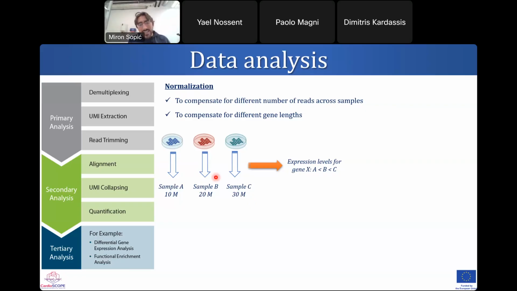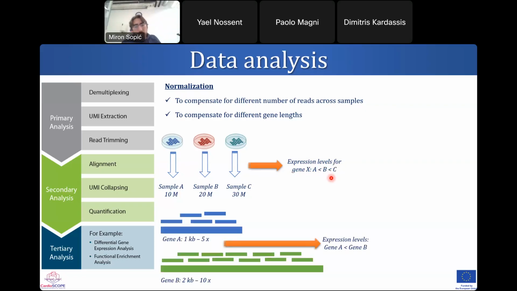So in that sense, if you do not normalize to the number of reads, then what you will conclude is that gene X in sample A is less expressed than in samples B and C, just because you have less signal coming from sample A. However, this is not due to genes being differentially expressed, but to the fact that you sequenced sample A with lower depth in comparison to samples B and C.